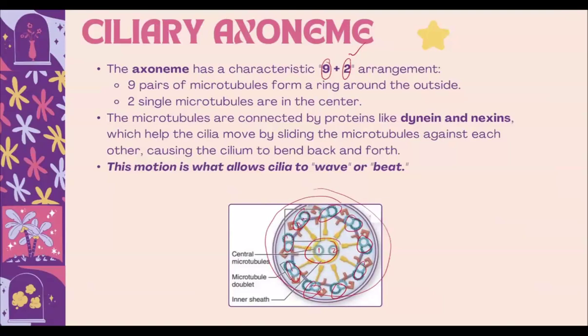More important is to know the 9+2 arrangement: 9 pairs of microtubules are on the outside, and there are 2 single ones on the inside. It's important to know pairs and singles. These are 2 single microtubules, but these are pairs, which are still counted as one pair of the 9. They're also connected by proteins like dynein and nexins. These are what help them move. These are the things providing them the ability to move back and forth, which is what contributes to their function.